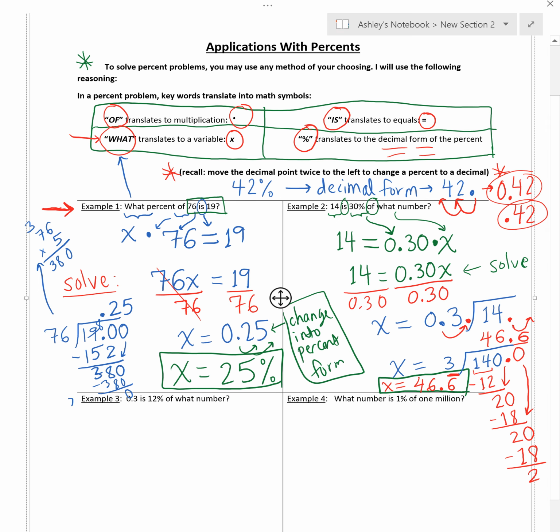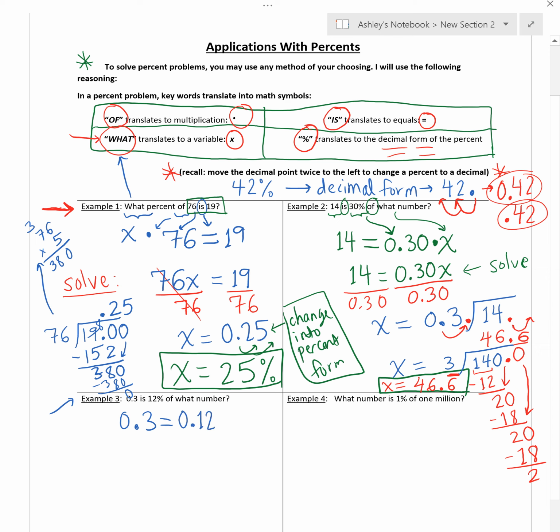All right, let's try example 3. What does this one say? Again, I'm going to just read from left to right. It starts off right away with 0.3. I'm going to write that down. That was code word for equals. And then they're giving me a percent here, 12%. I'm going to write that in decimal form, 0.12.